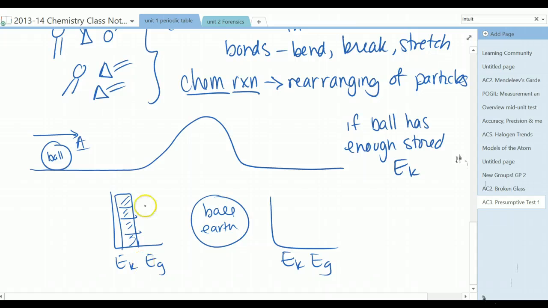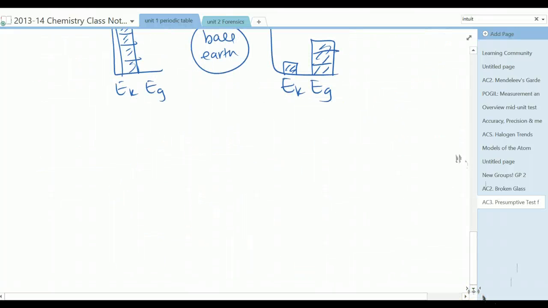at position A, then it will get to the top of the hill and roll over. Okay? If it has enough to roll up and over the hill. The same thing with reactions. If there's enough kinetic energy stored in those particles, then we will overcome the hill, which in this case is a chemical potential energy. Okay?